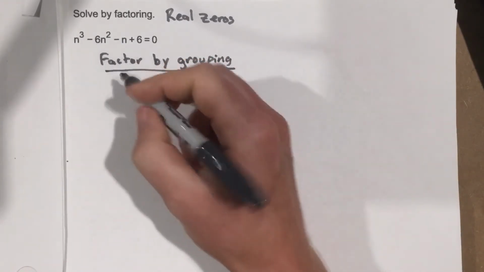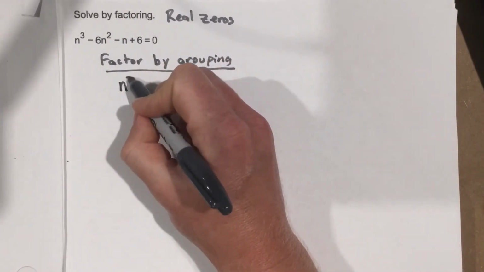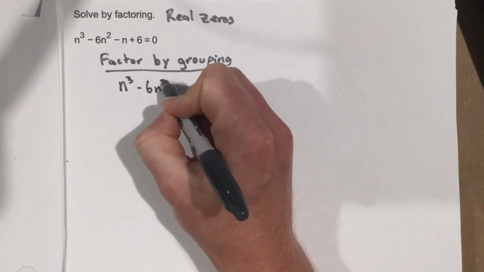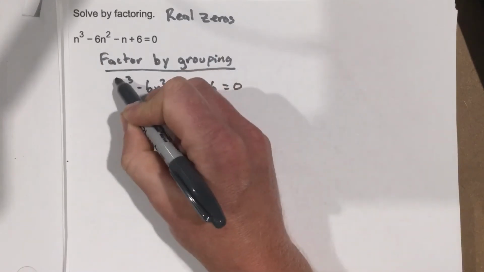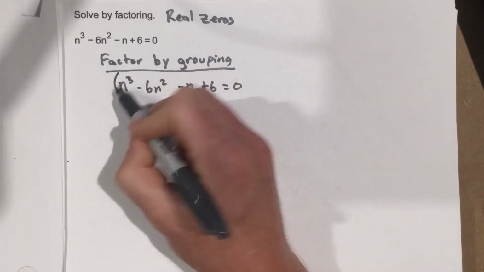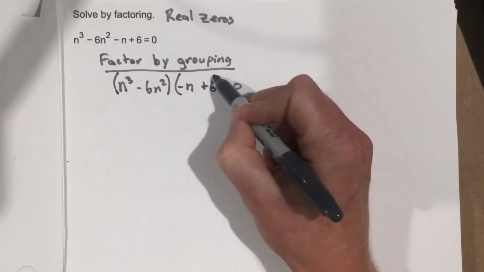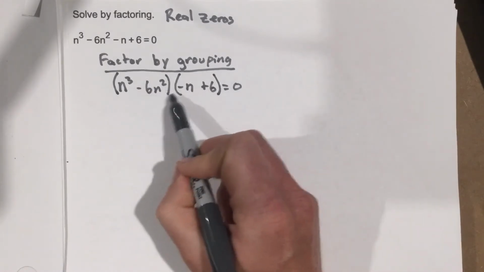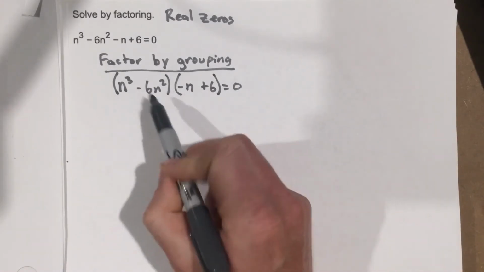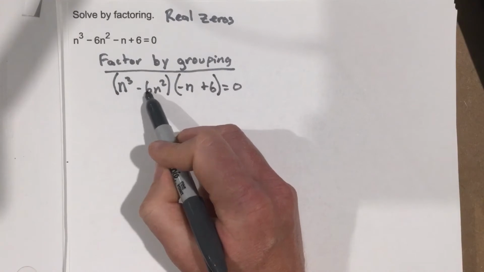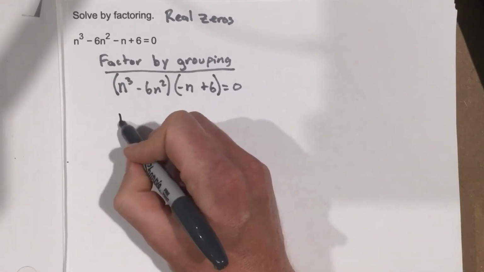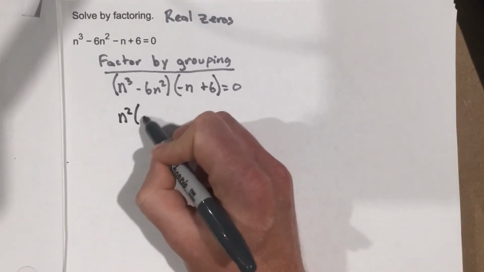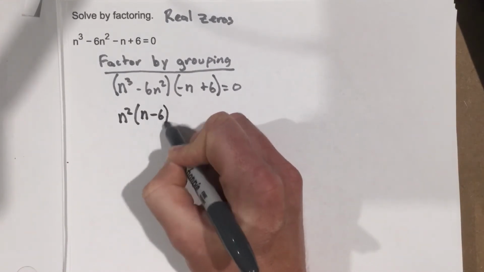So when you factor by grouping, we're going to take n cubed minus 6n squared minus n plus 6 equals 0. And we're going to basically split this into 2 little pieces here, and we're going to factor stuff out of them. So what can we factor out of n cubed minus 6n squared? We factor out n squared. So this will be n squared, leaving you with n minus 6.